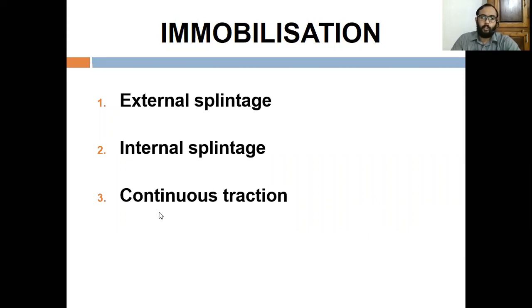The third option is continuous traction. In femur shaft fracture or tibia fracture, we use this continuous traction method. It can be either bone traction or skin traction. This continuous traction is a method of immobilization. These three techniques can be incorporated as part of immobilization, in which we are using external splintage.